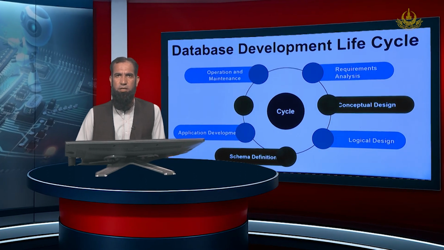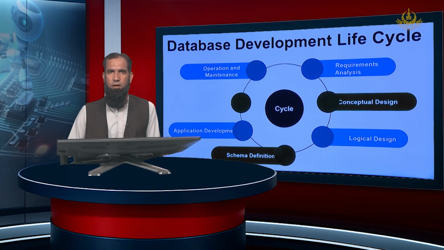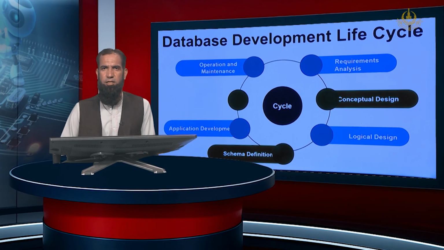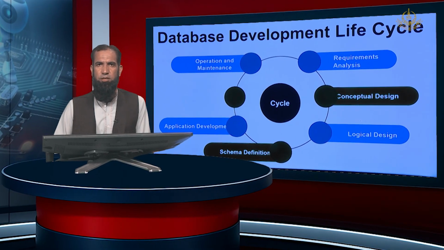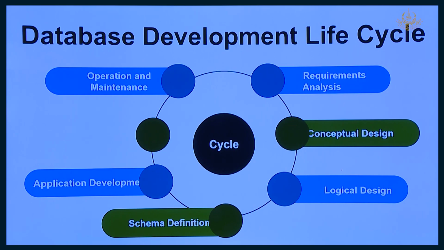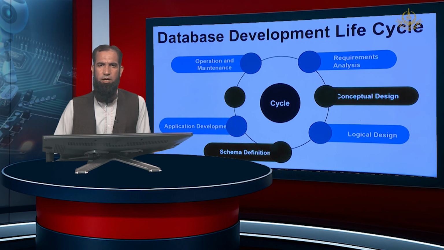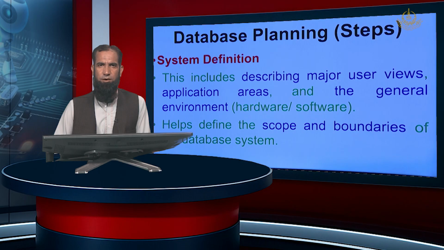Now, let's look at the database development lifecycle. It is a structured process that guides us from identifying requirements all the way to maintaining the database system. The cycle has several key phases, which are requirements gathering and analysis, conceptual design, then the logical design, after that the definition of schema, then application development, and at last there are deployment and its maintenance. We will discuss these one by one.